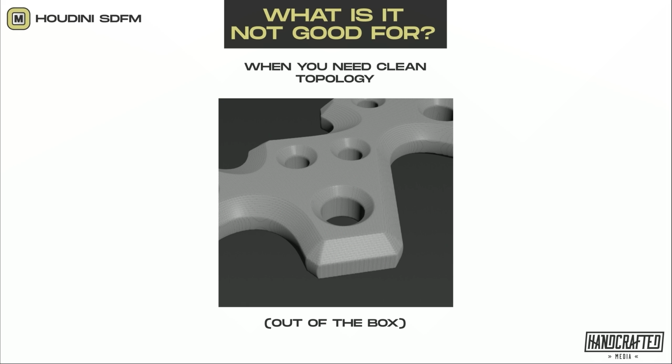Also, when you need clean topology, at least straight out of the box, again, SDFs are not the way to go because they're volumes, and when you convert them, they basically rasterize this grid. Now you can optimize the geometry, and I will make some tutorials on some tips and tricks there, but you're never gonna get clean quads, and you're generally gonna have a similar topology like this. So if you need clean edges and a good edge flow, this is not the way to go.